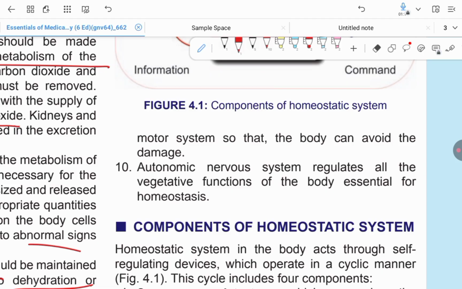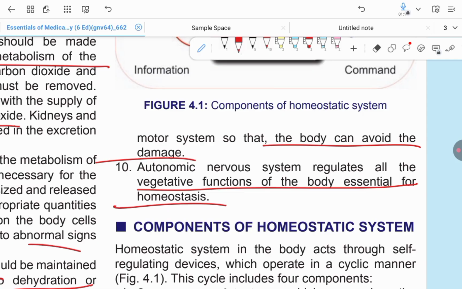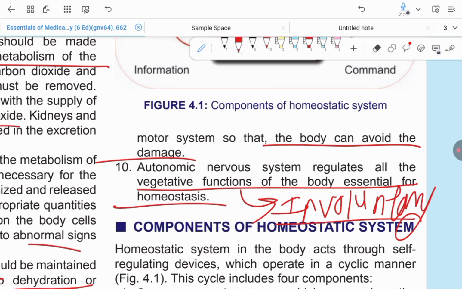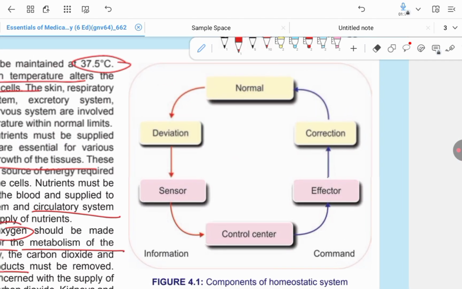Okay, the ANS regulates all the vegetative functions of the body, essential for homeostasis. Vegetative function means involuntary functions, which are not in our control. Okay, so the autonomic nervous system controls all these functions. Examples are the movement of the small intestine. These are not in our control, but are essential for homeostasis. So this control is maintained by the ANS, the autonomic nervous system.